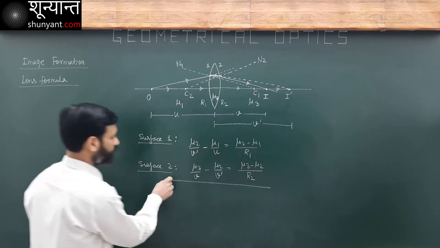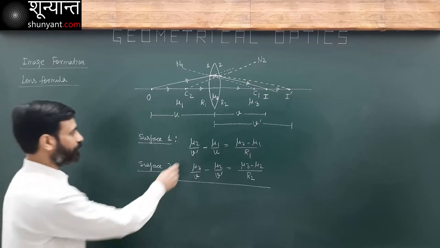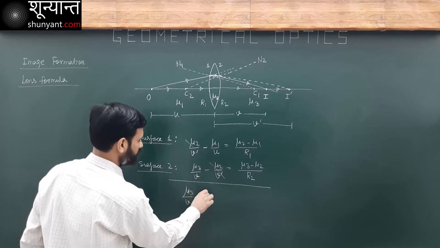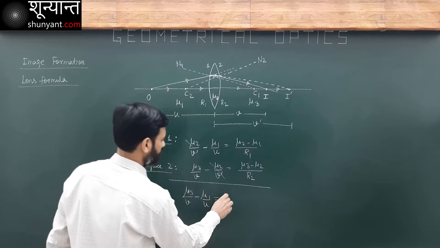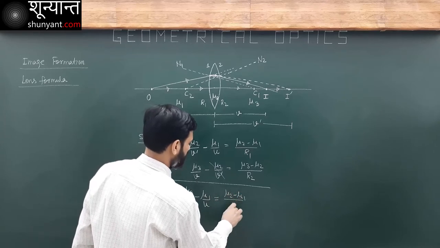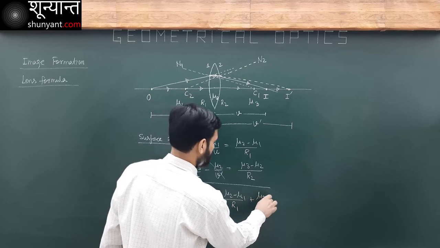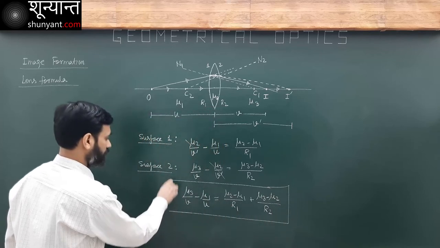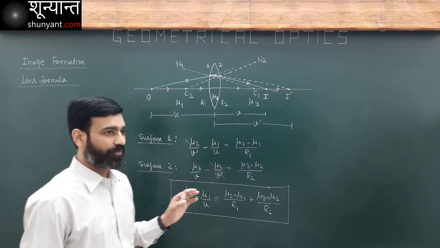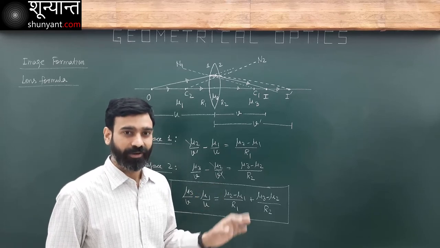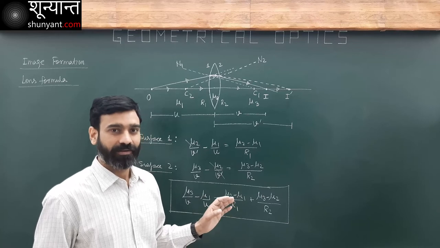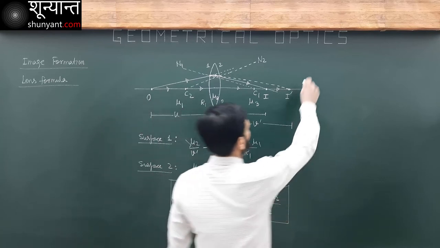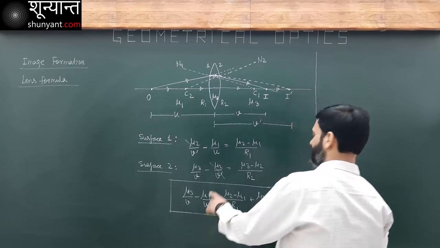Now, if I simply add both of them, then this gets cancelled. What I have is mu 3 over v minus mu 1 over u is equal to mu 2 minus mu 1 over r1 plus mu 3 minus mu 2 over r2. This becomes our general formula. Understand this. A general formula for finding the image.